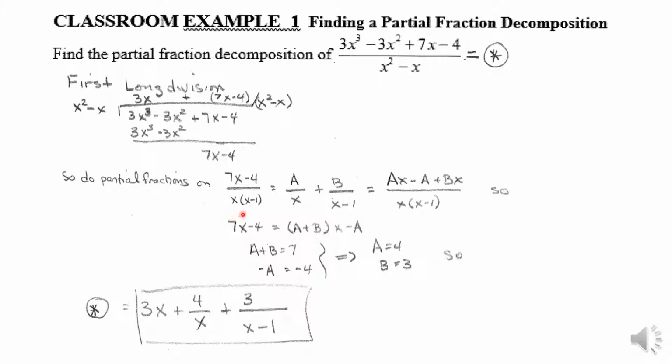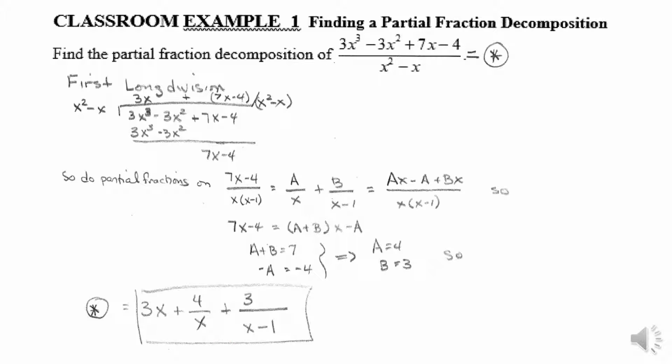We have factors of x and x minus 1, so this is going to be a over x plus b over x minus 1. So I get a common denominator here and equate the numerators. So a plus b is the coefficient on x after you simplify. So that means a plus b must be 7. And minus a corresponds to the minus 4. We solve that system of equations and we get this. And that tells us that the total partial fraction decomposition is this one.